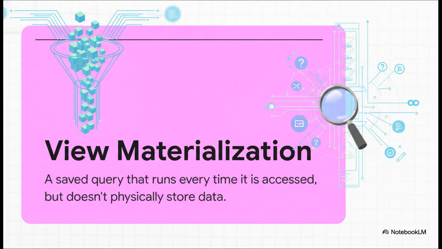Now, a view is basically just a saved query. Think of it like a recipe for your data. It doesn't actually store any food, or in this case, data, so it costs you nothing in storage. And since the query runs every single time you look at it, the data is always perfectly fresh.